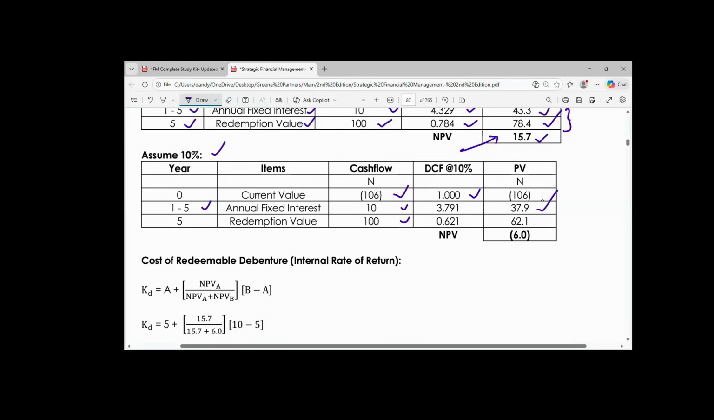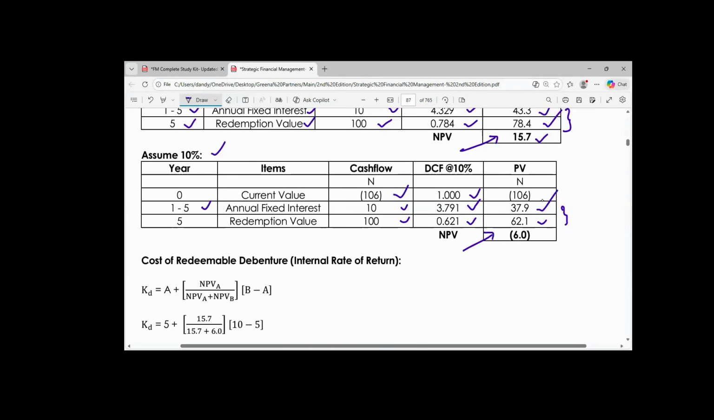Then the last one is the redemption value. This debenture we will redeem at par at 100 naira. So if that is the case, the discount factor for year 5 at 10% will give us 0.621. 100 multiplied by 0.621 will give us 62.1. When you add the two together and you less from the cash outflow, we are going to have a negative NPV of 6. Now, we assume 5%. We got a positive NPV of 15.7. We assume a higher discount rate of 10%, and we got a negative NPV of 6.